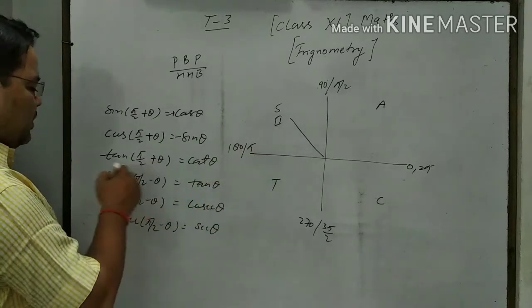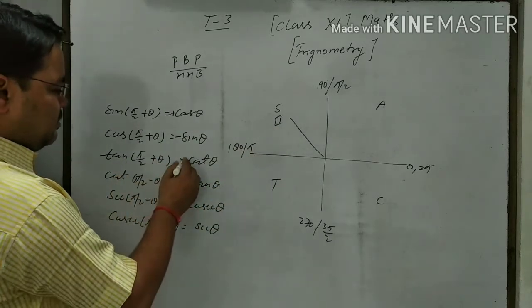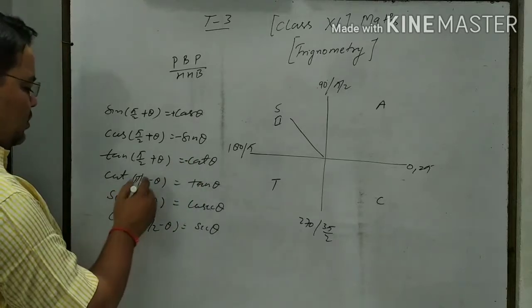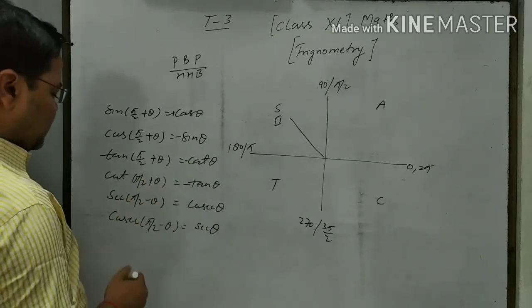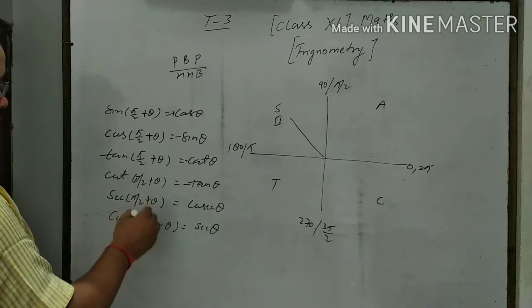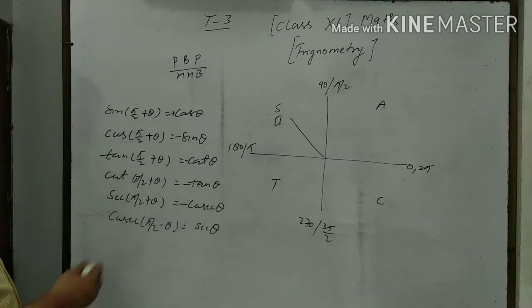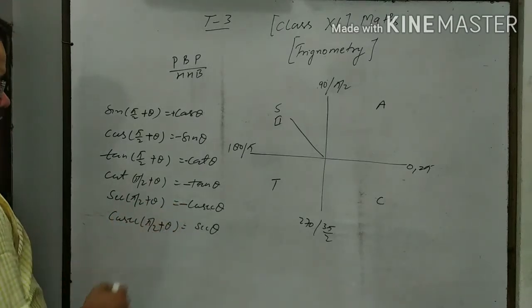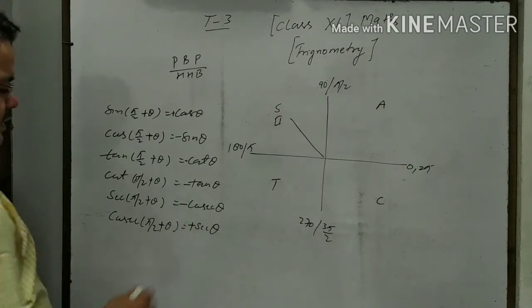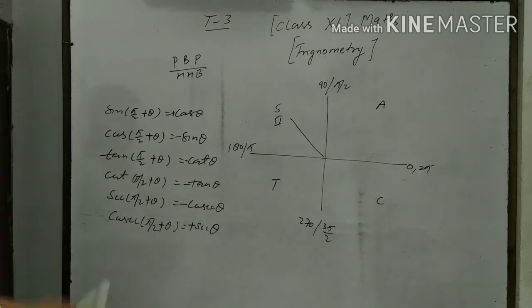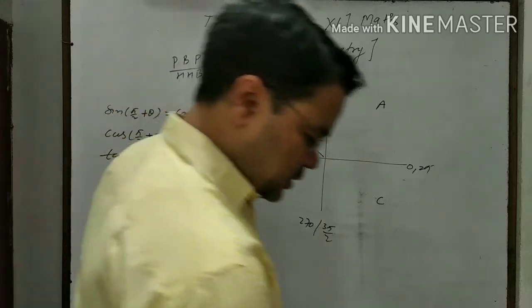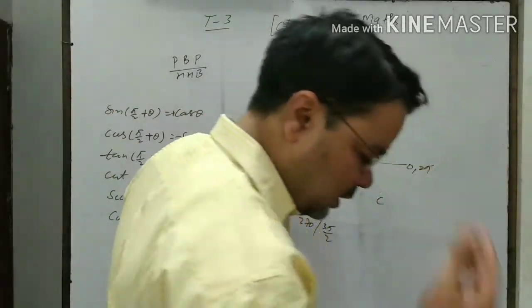Similarly, tan of pi by 2 plus theta will be minus cot theta. Cot of pi by 2 plus theta will be minus tan theta. Sec of pi by 2 plus theta will be minus cosec theta. But cosec of pi by 2 plus theta will be plus sec theta. It means only sine and cosec are positive and the other trigonometrical values will be negative.